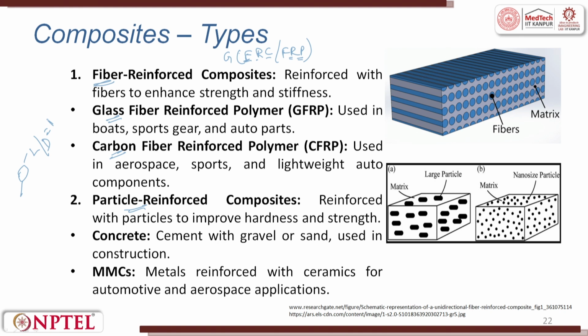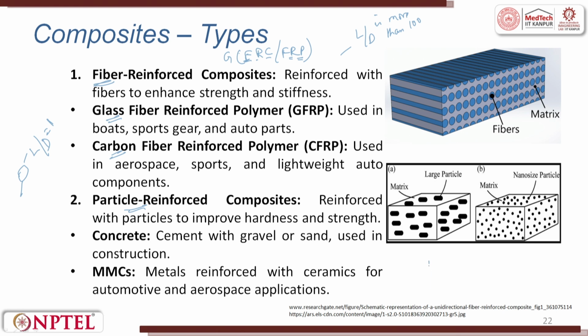When we talk about glass fiber, the length by diameter ratio is more than 100 times. That means the diameter will be very small and the length will be very long. So, particulate reinforced composites use reinforcement with particulates to improve the hardness and strength. Concrete, cement with gravel or sand used in concrete, is called particulate reinforcement.